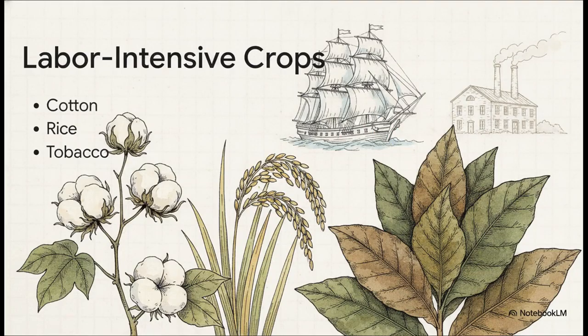Now, you might be wondering, what exactly were they growing? The main drivers of this system were highly specific, extremely labor-intensive cash crops. We're primarily talking about cotton, rice, and tobacco. And remember, these weren't crops grown just to feed the local town. No, they were grown to be sold globally. They fueled textile mills and international trade, which funneled just immense, staggering wealth right back to the plantation owners.